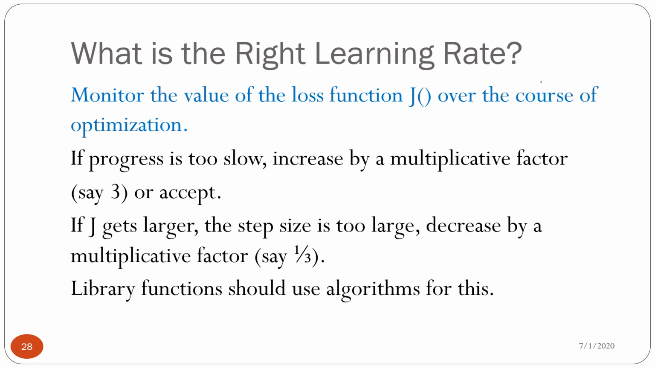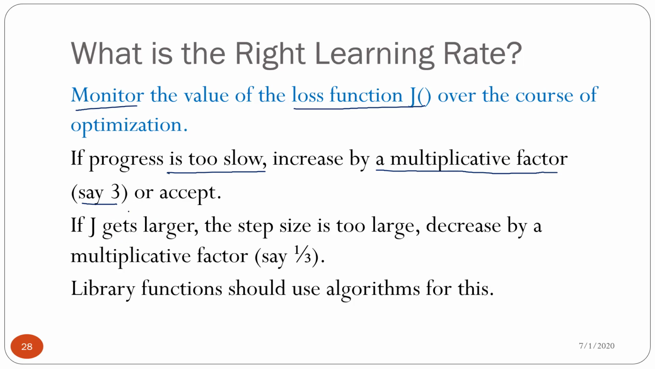What should be the right learning rate? In order to come up with a value for the right learning rate, we should monitor the loss function. See whether the loss function is going down or not. If the loss function is going down, that means you are on the right track. If the progress is too slow, the loss function is decreasing but very slowly, you might adjust the learning rate by multiplying it by a constant. So if you do it 3 times, then from the next step it should probably go faster. Then see, is it really working out or not?